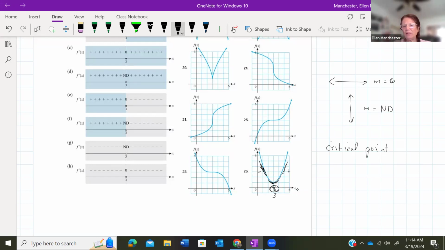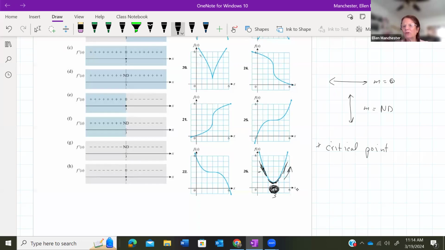Something happened right in here, and now my profit is increasing. So as a business owner, I want to know what happened. What happened in the economy? What happened to inflation? Was there a run on toilet paper, right? So something happened right at this critical point that made my profit go from decreasing to increasing.